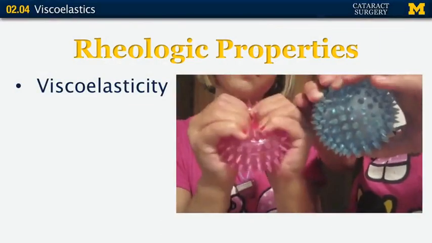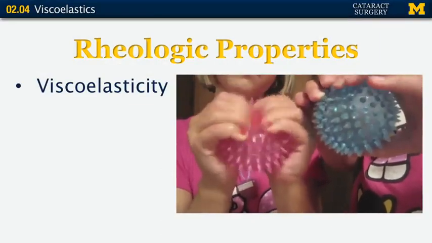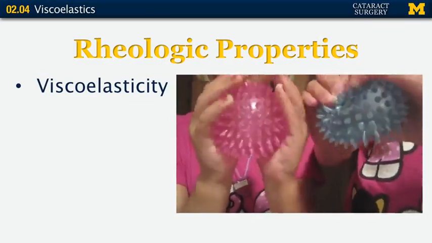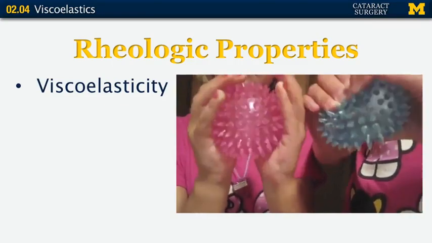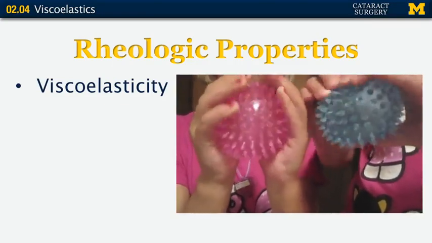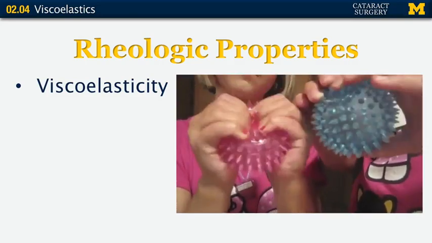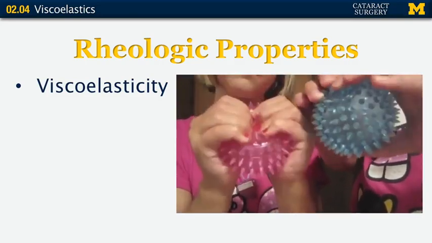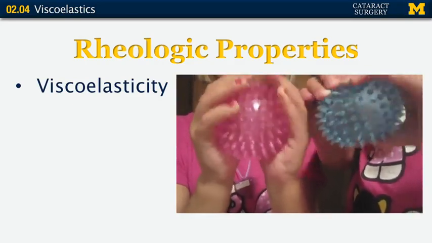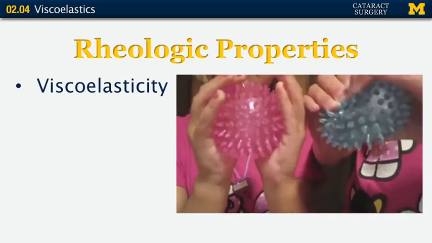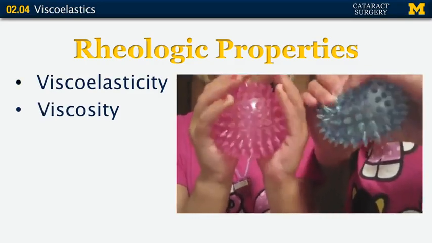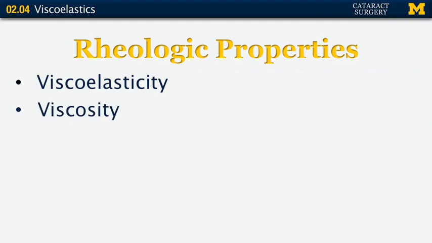We also need to talk a little bit about rheologic properties in order to understand the function of OVDs and how they do their job. The first word we need to understand in rheology is viscoelasticity, and that's a substance's ability to return to its original state after being stressed. Just like these balls, when they're compressed, they return to their original round state. We also need to understand viscosity. Viscosity is a substance's resistance to flow.